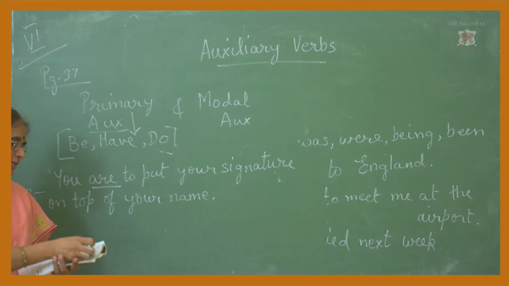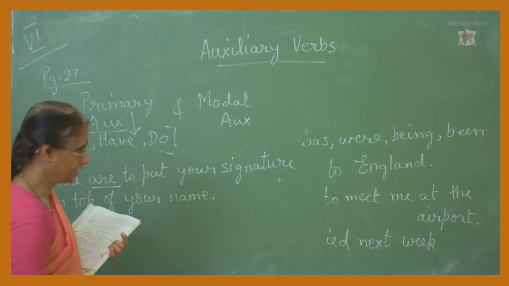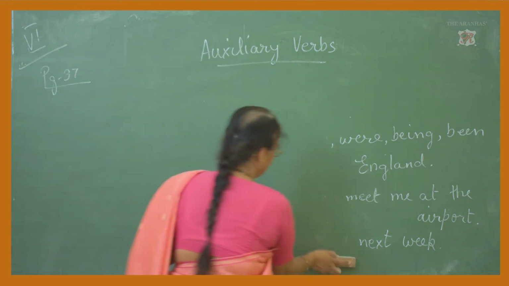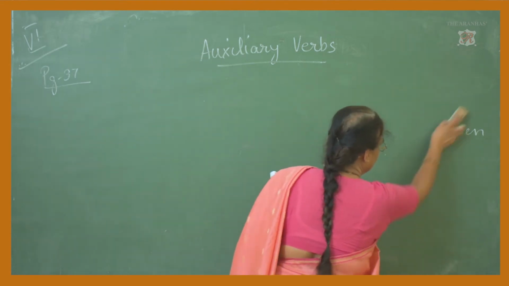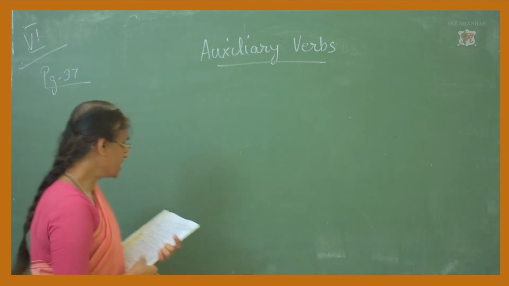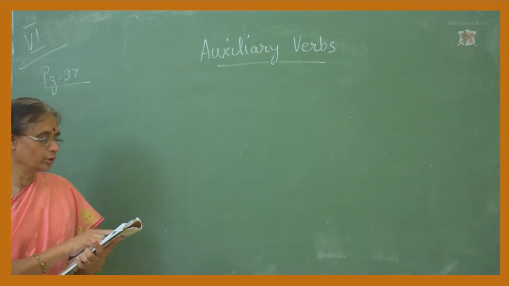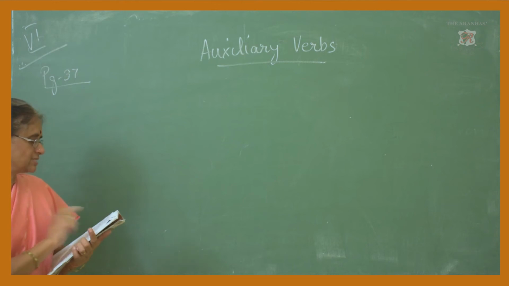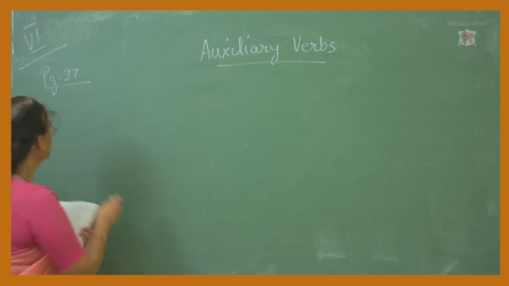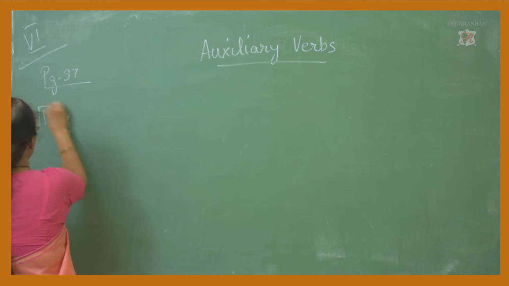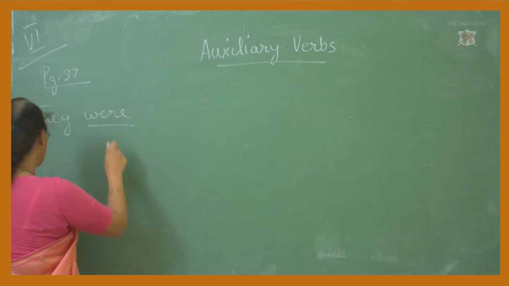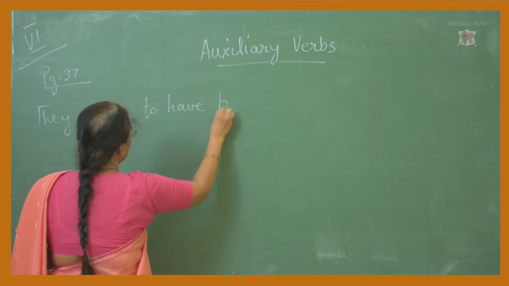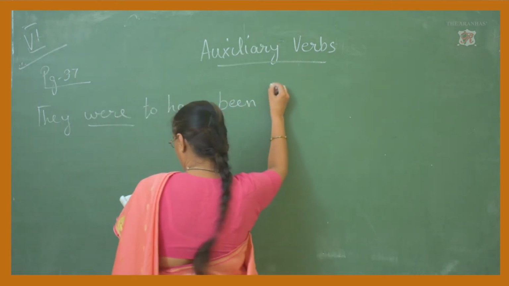Now one more we will see, that is used in the past tense. The same be only we are using. Okay? The be primary auxiliary is used in the past with the perfect infinitive to denote an arrangement that was made but it is not carried out. For example, I will give you one sentence. They were. So here we are using were, W-E-R-E. They were to have been finished.